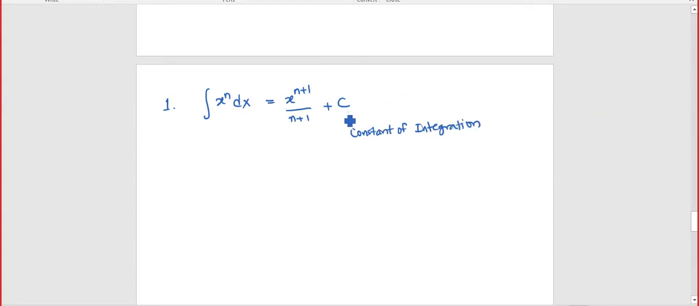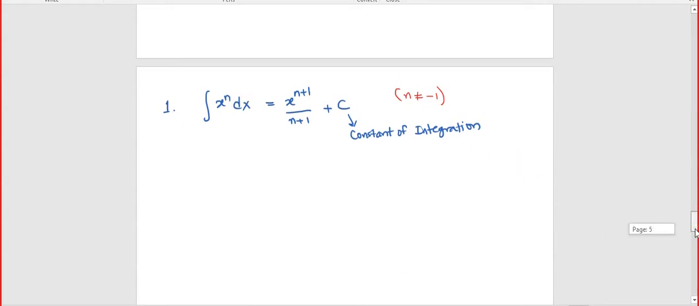Okay, using C is a general notation that we use to represent the constant of integration. This rule is valid for all values of n except n equal to -1. If n is equal to -1, this rule is not true. So we say that this rule is applicable for all values of n other than -1.